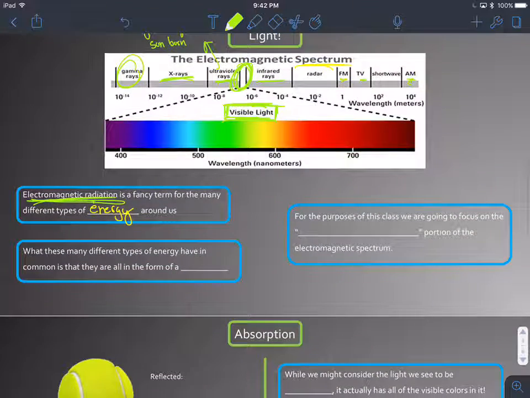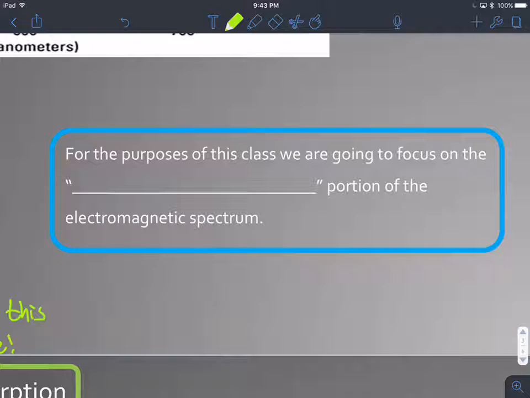What all of these different types of energy have in common, though, is that they're in the form of a wave. While we're not going to go into more of this in this unit, there's going to be more on this to come down the line, whether in biology or in chemistry, because understanding the fact that energy has a wave component to it is very, very fascinating. And like I just said, for the purpose of this class, we're just going to be focusing on the visible light portion.